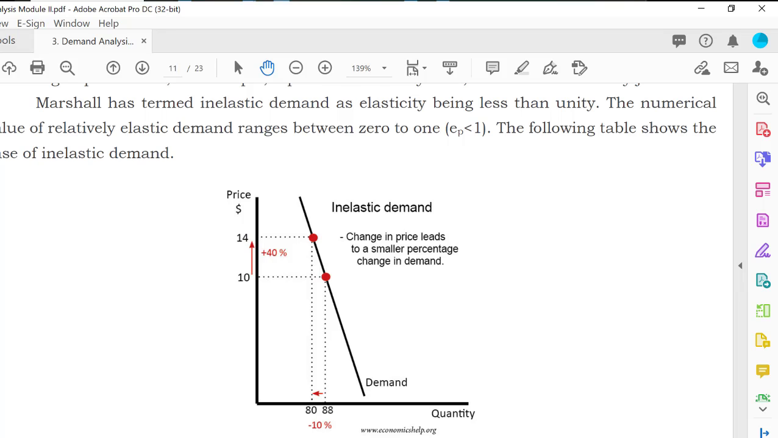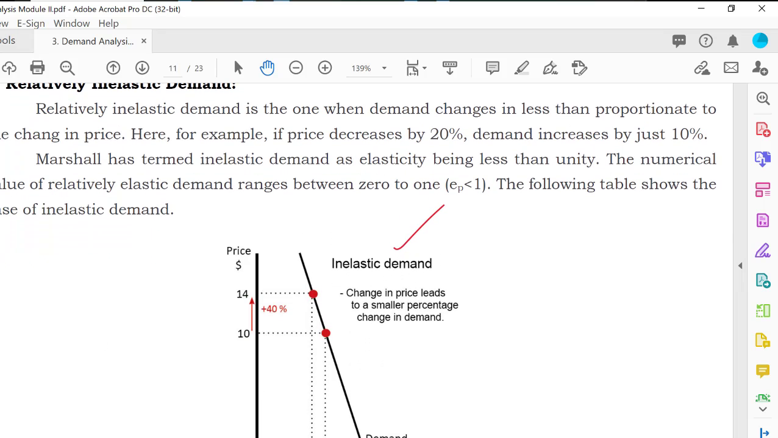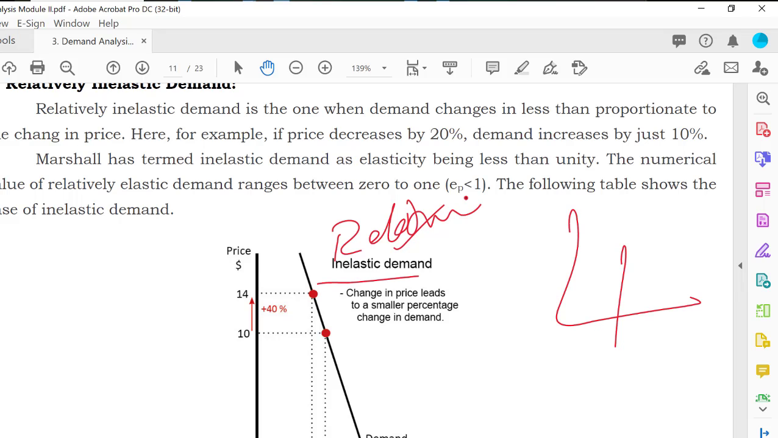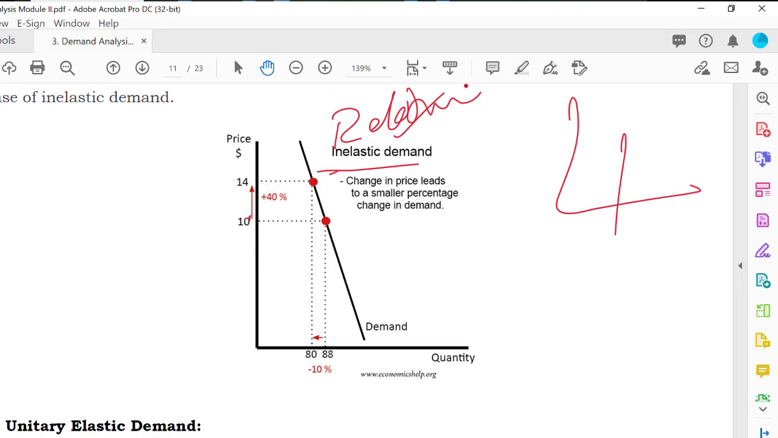The next situation is where demand is almost inelastic, relatively inelastic. So this is inelastic, but this is relatively inelastic, so if the price increases by 40%, demand decreases by 10%.